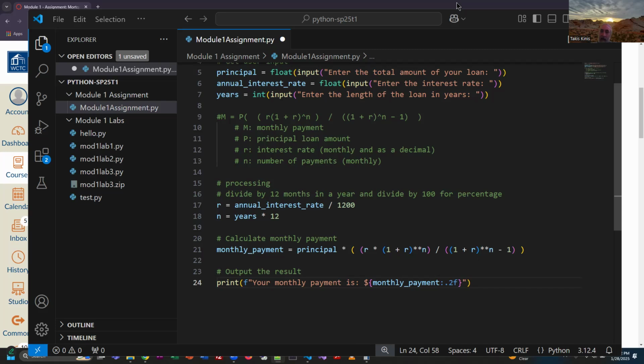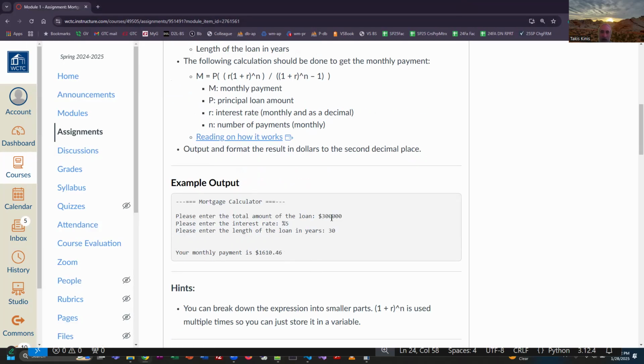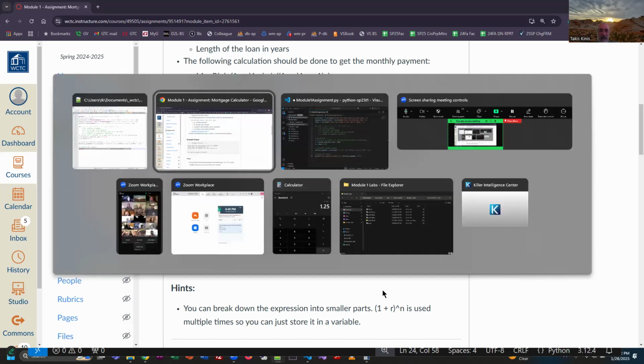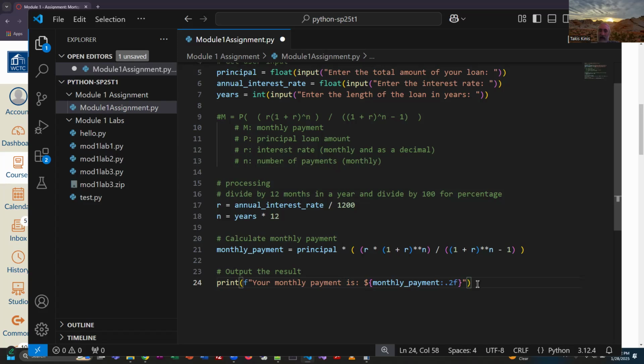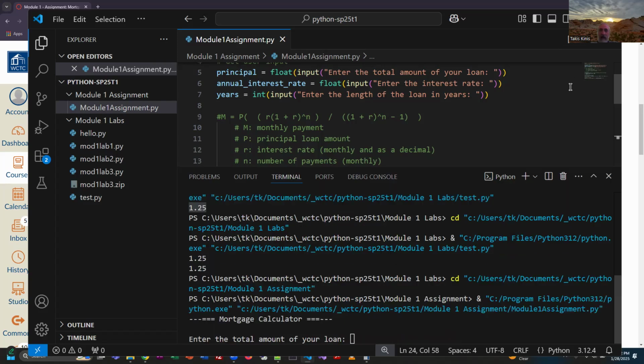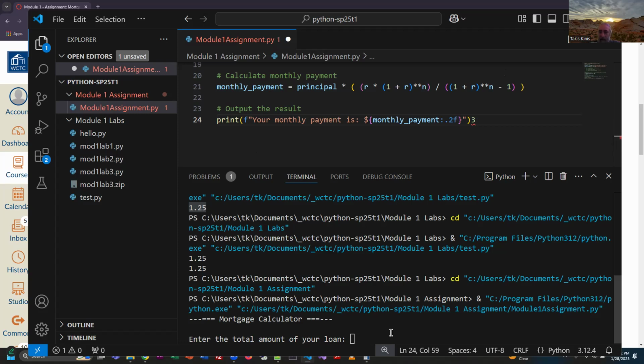Now we are given sample amounts, so I'm going to put in the values that they indicate here: 300,000 at 5% for 30 years, and it comes up with 1610.46. Let's see if it works. That's really the true test. So here's the run. I'm going to do a Control S to save and hit the run button. I have to make sure I'm not up there. I'm down here. Click in the console to make that active.